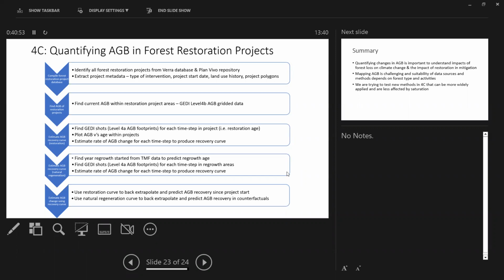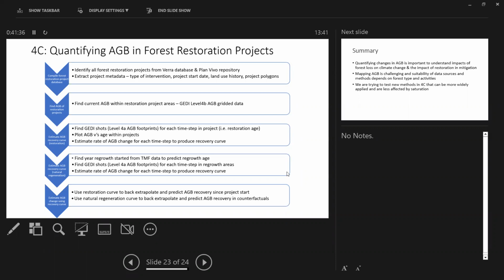To estimate biomass change, essentially what we need to do is have these different recovery curves for different types of projects. We'll apply our restoration curve to pixels within our project area. We'll apply our recovery curve to our counterfactual pixels outside of our restoration area and look at the difference between those two to quantify the additionality between a project area and an area which has similar characteristics but hasn't had any sort of management. And these curves can be used to back extrapolate from current day biomass to biomass at the start of the project. So these are the ideas that we're going to be following.